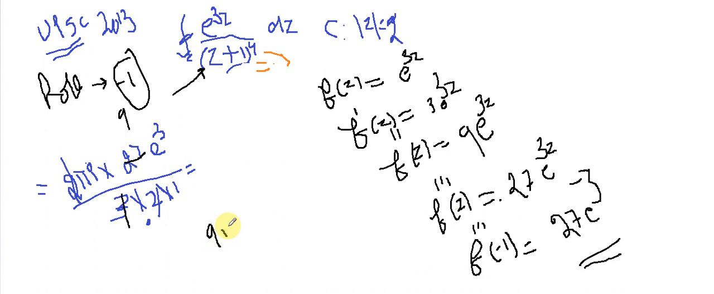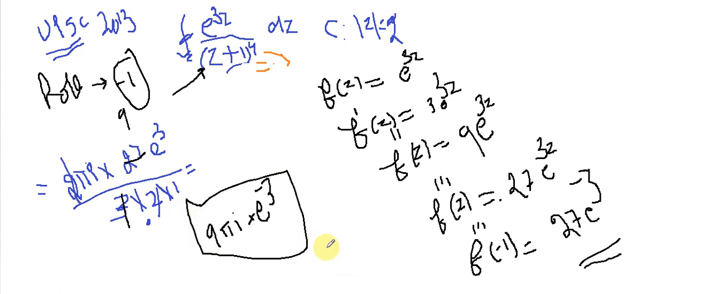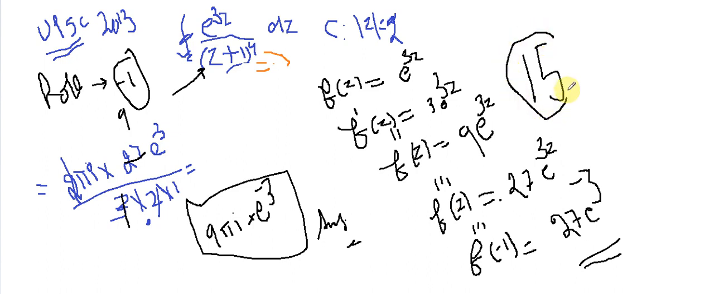This question came for 15 marks in the UPSC Mains 2013. If you know the theory behind it, then it is a very easy question. If you don't, then it is not. So this much is for Cauchy's integral formula, and I have told you about the formula.